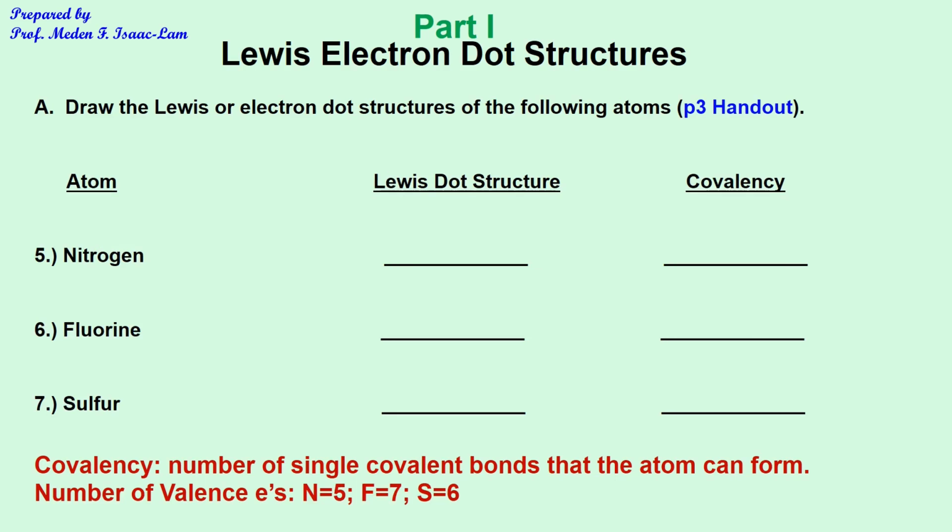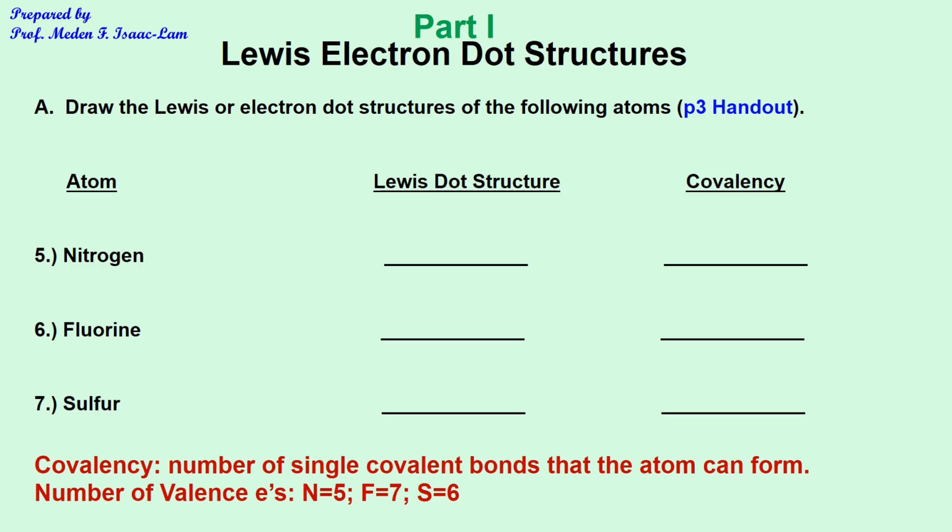Next set of atoms are nitrogen, fluorine, and sulfur. In the Lewis dot structure for nitrogen, you are going to write first the symbol for nitrogen, which is N. And the number of valence electrons in N is 5. Therefore, on one side, you are going to write 2 dots paired up, and then the second side, 1 dot, third side, 1 dot, and then the fourth side, 1 dot. Therefore, you will have 3 dots not paired up. Therefore, the covalency will be 3.